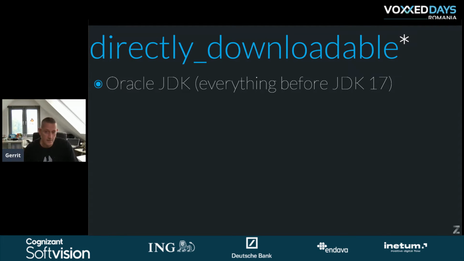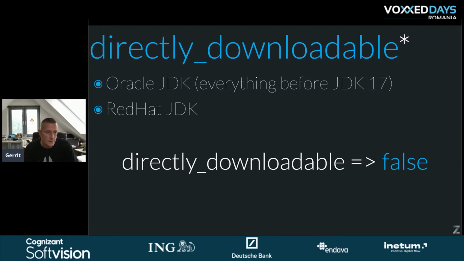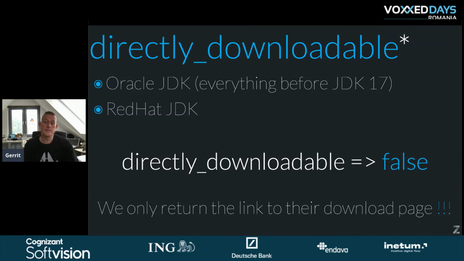The Red Hat builds are the same. The Red Hat JDK is also only downloadable if you go to the page and click through and stuff like that. Exactly. These have directly downloadable faults. But for Oracle, that changed with JDK 17. They changed the licensing terms. So that means you now can download everything above 17 directly. So that, and also Disco will provide that links. And like I said, we only return the link to that download page in this case.